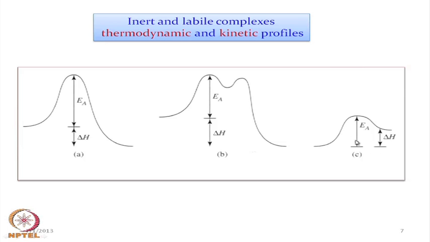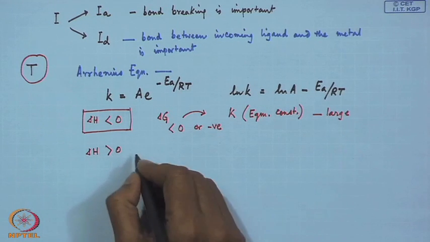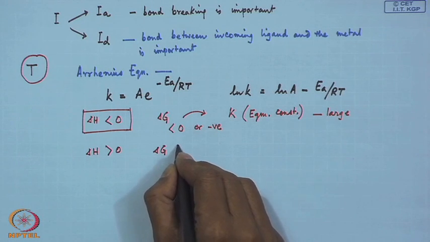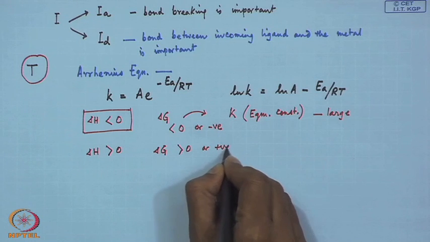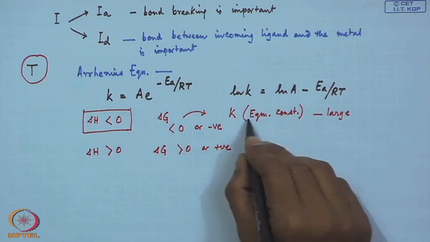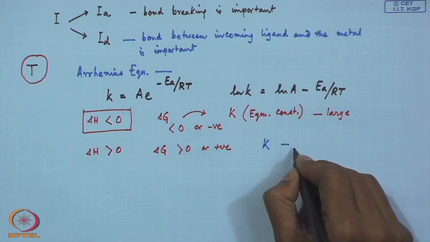But in this particular case, because delta H is greater than 0, that is, delta H is positive, delta G is also greater than 0, or positive. So, when delta H is greater than 0 and delta G is positive, we have the K value, that means the equilibrium constant, therefore small.